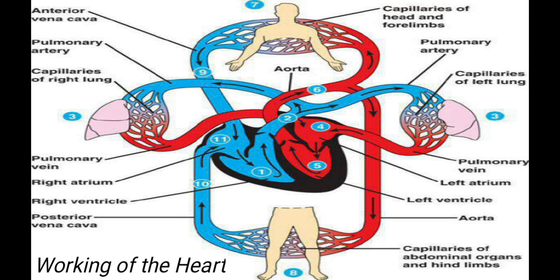There are two important veins: the superior vena cava that takes the blood from the upper parts of the body, and the inferior vena cava that takes the blood from the bottom part of our body.